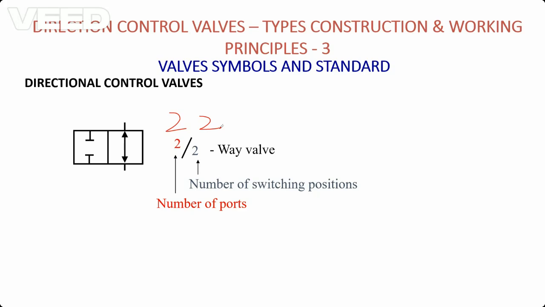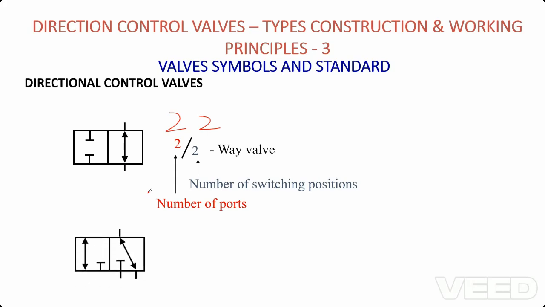I need to send the air pressure and I need to restrict the air pressure. For that reason, they designed the 2 by 2. And over time, they found that the 2 by 2 is not an ideal component for making a single acting cylinder run.